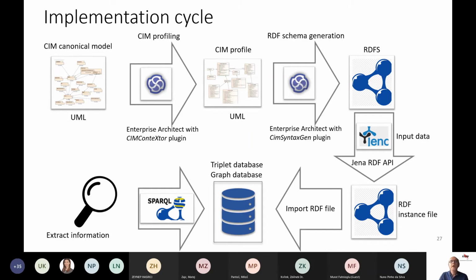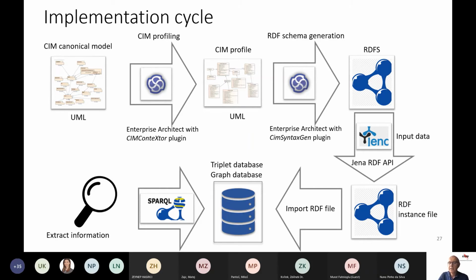Okay, so we get this profile, and from this SIM profile, we go to the implementation model. What is the implementation model? It is an XML schema or RDF schema. XML and RDF files are machine readable files which are appropriate for automation. Then we have tools again with Enterprise Architect and different plugins. In our case, we want to generate an RDF schema. This is RDFS, and for instance, we can use the SIM syntax gen plugin.